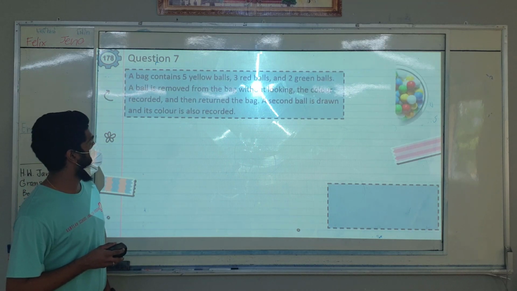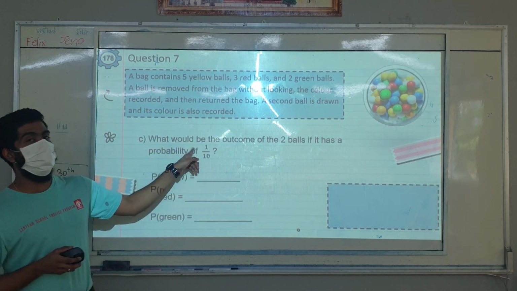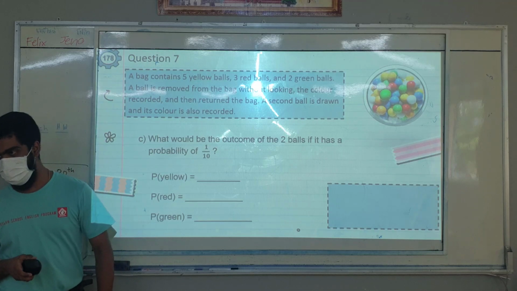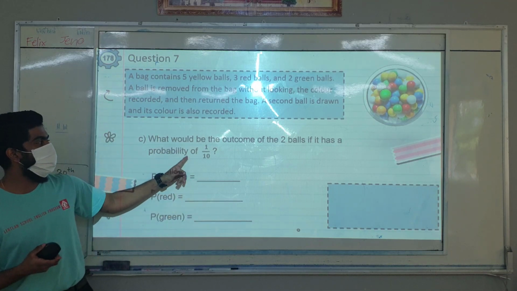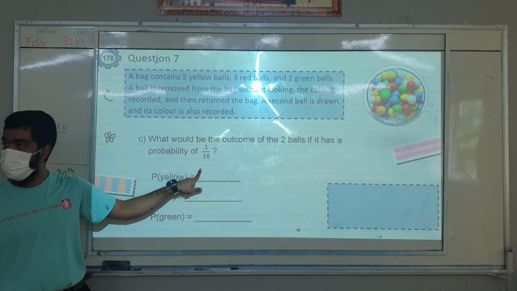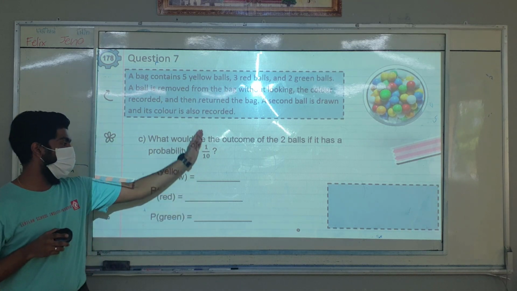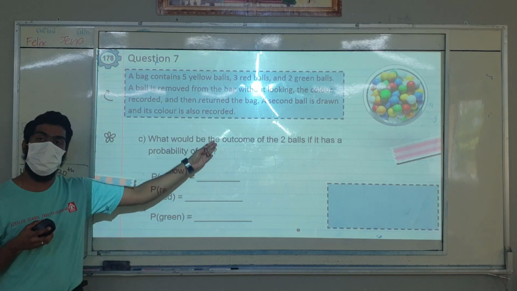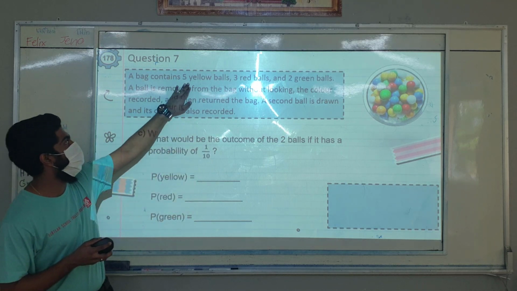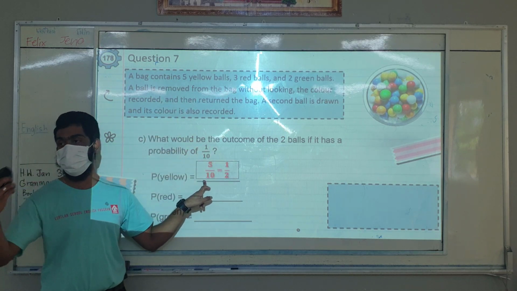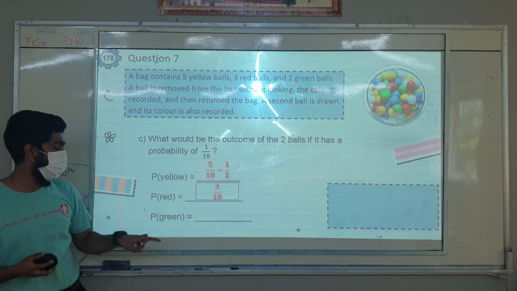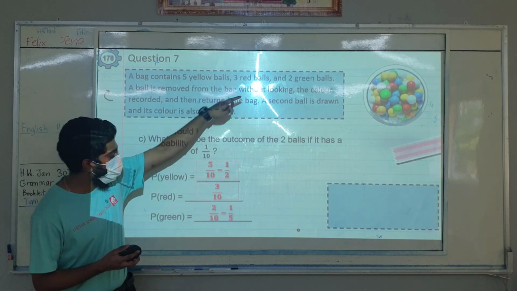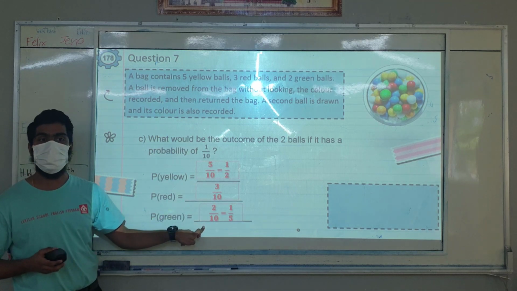What do we have for the next question? Oh, this is the one that you guys made mistakes on. Okay, you know what? We'll go through it together. Whenever you see questions like this, step number 1 is you are going to write the probability of all. So probability of yellow will be 5 over 10, which is 1/2, correct? Probability of red is 3 over 10. Probability of green is 2 over 10, which is 1 over 5, correct?